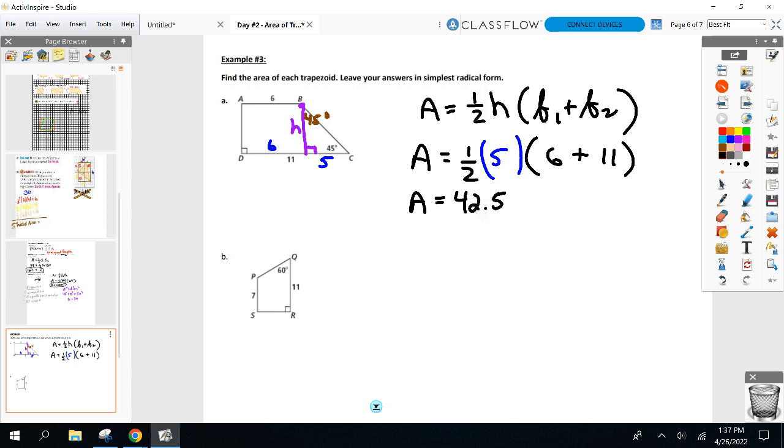And you know what? I don't know if your teacher in the past has ever had you do that, units squared. I'm not a big fan of that. It doesn't look great. I just leave it naked. If there's no units on the diagram, there you go. Leave it naked.